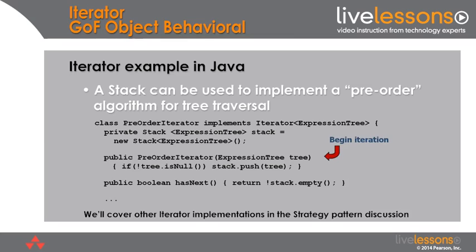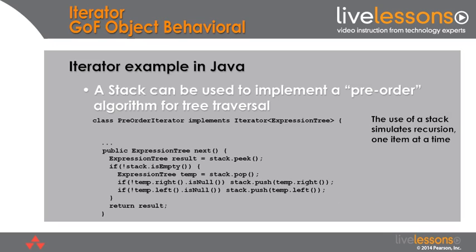When the constructor is called, it takes a base pointer or a root pointer to the base of an expression tree, and it goes ahead and puts that expression tree onto the stack. So now there's at least one element on there. The hasNext method checks to see whether or not the stack is empty. If the stack is empty, then hasNext returns false. If the stack is not empty, then hasNext returns true.